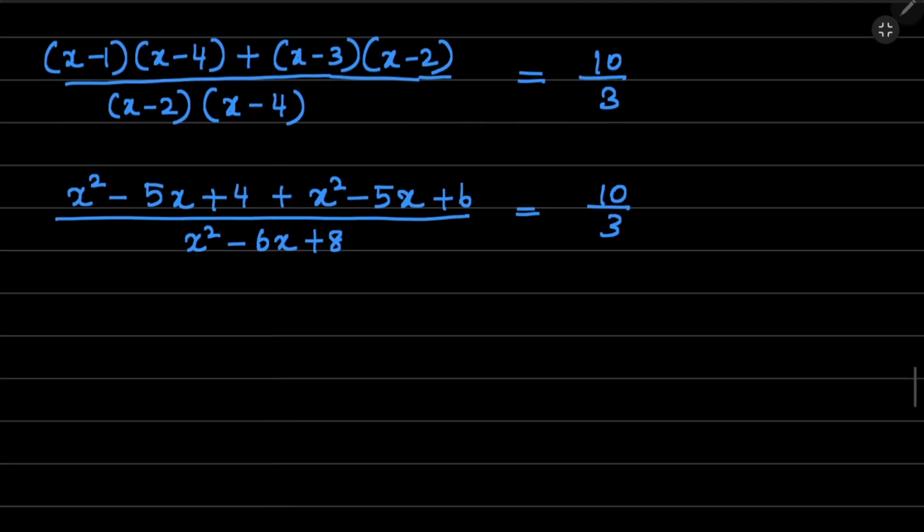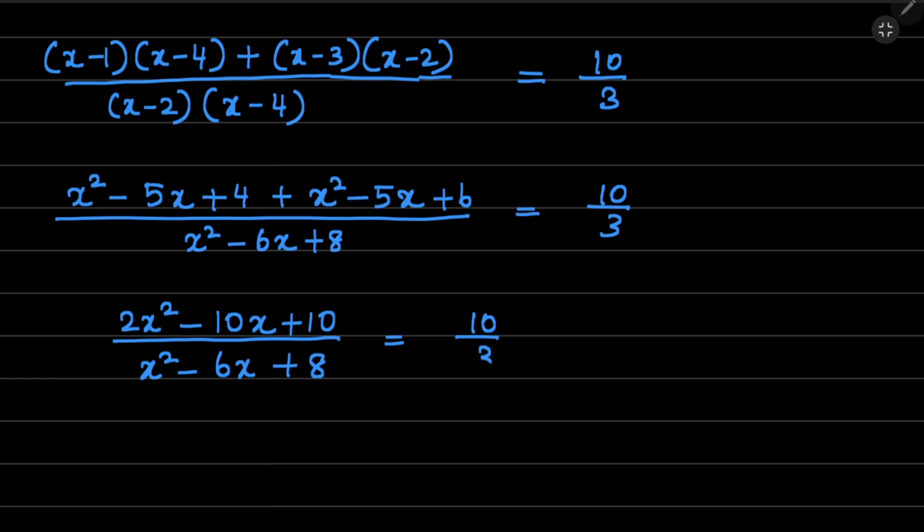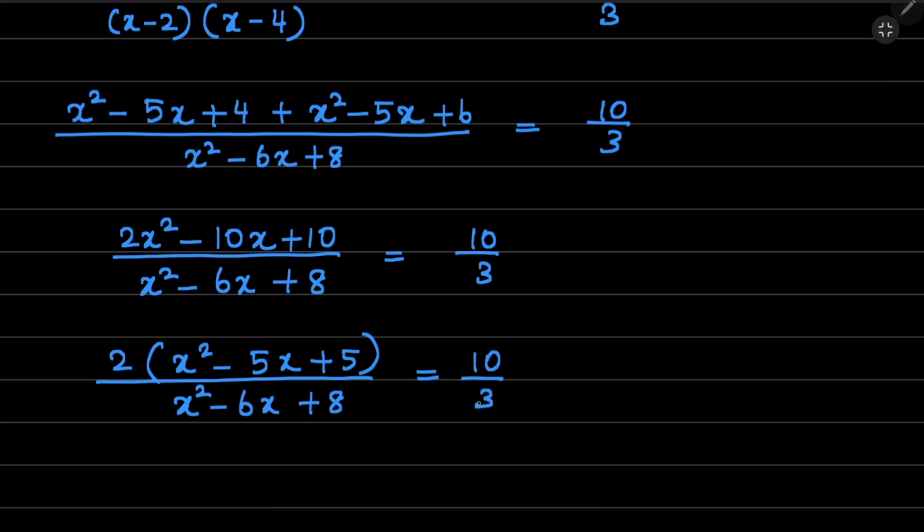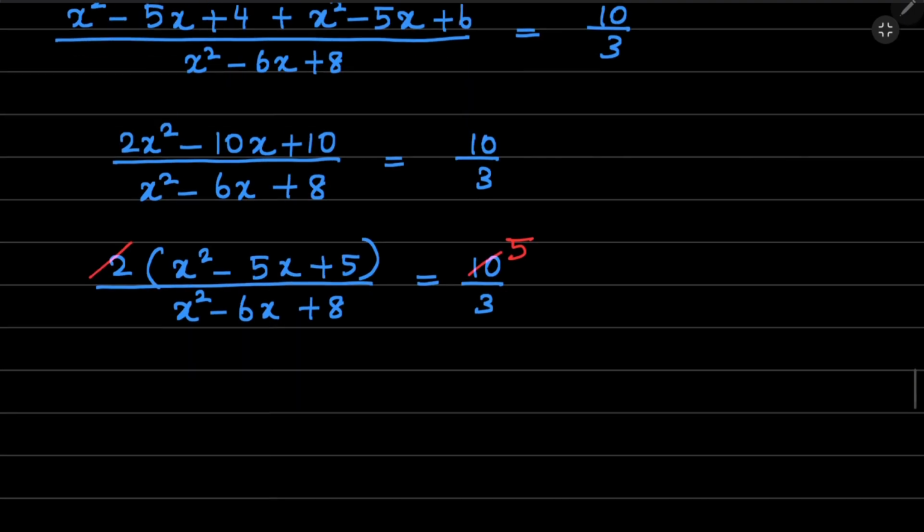Now let's add all the like terms. x square plus x square, you have 2x square minus 10x plus 10, whole divided by x square minus 6x plus 8, is 10 by 3. Take 2 common out of the numerator, so you have x square minus 5x plus 5, whole divided by x square minus 6x plus 8, is equal to 10 by 3. You can cancel out, 2 5s are 10, and then you can cross multiply.